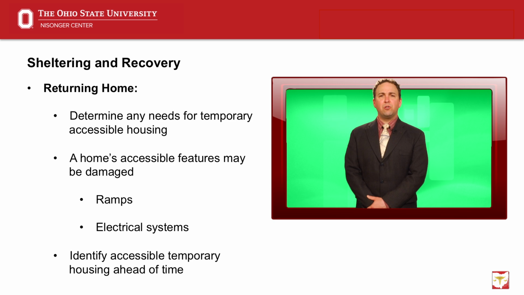When it is time for shelter residents to return home, it is important to determine if any individuals with disabilities may require temporary accessible housing. This may be necessary if a home's accessible features, such as ramps or electrical systems, have been damaged. By identifying accessible temporary housing options ahead of time, such as accessible hotel rooms, emergency planners can facilitate a smoother transition process for people with disabilities who may not be able to return home right away.